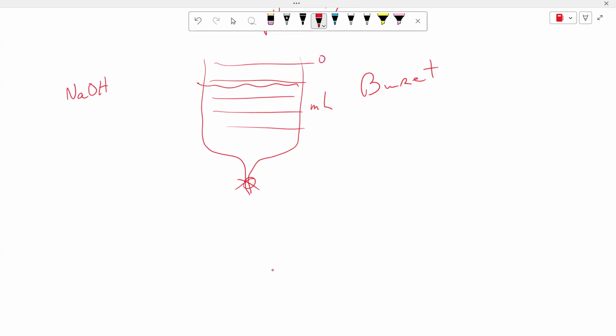So it starts at 0 and goes down to, I forgot whether it's a 25 or 50 milliliter burette, but let's just say it's 25. So as the liquid goes down, you can measure how much liquid has been dropped out of that burette. So where does it go? It goes into a beaker with acid in it.